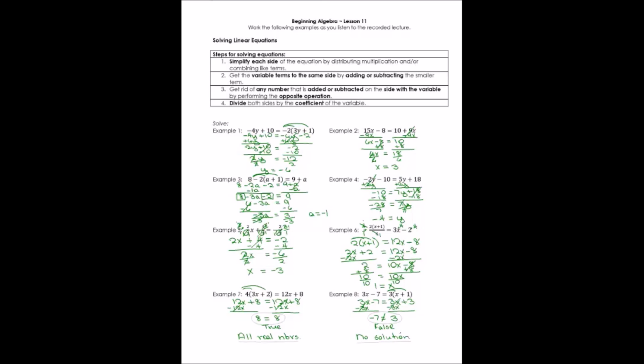Two special cases, number 7 and number 8. If you come up with a true mathematical statement, 8 equals 8, all real numbers, anything will work. If you come up with a false mathematical statement, like negative 7 equals 3, you have no solution to the equation.